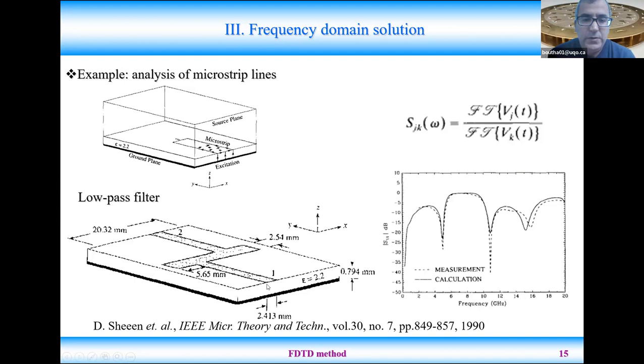This is a microstrip and this is a filter. This low pass filter we can excite here, and we can save the result of the electric field here in the time domain. Then we use a Fourier transform to get the solution in the frequency domain. In this curve here, we see the return loss, actually S11, so the reflection coefficient. And we can see here the measurement and the FDTD calculation agree very well. So this shows how accurate FDTD really is.